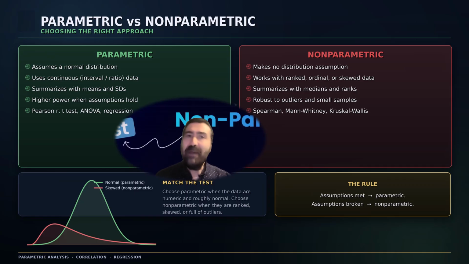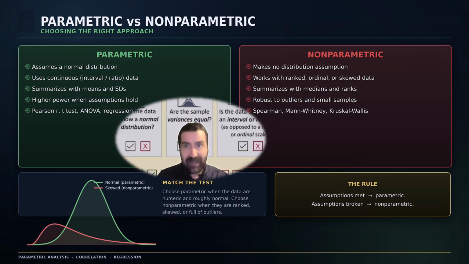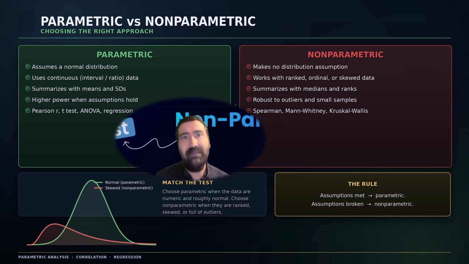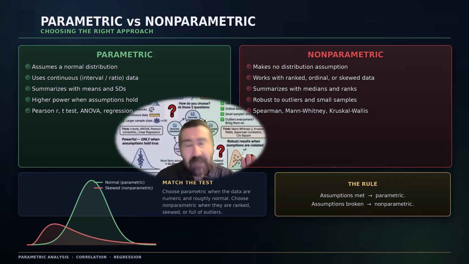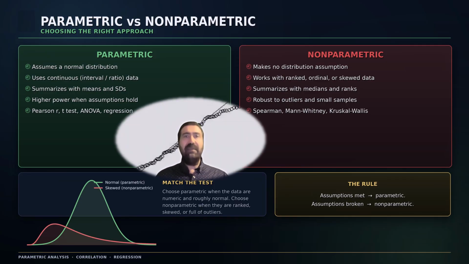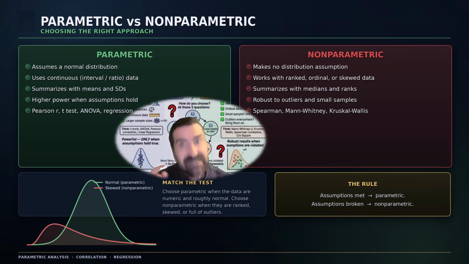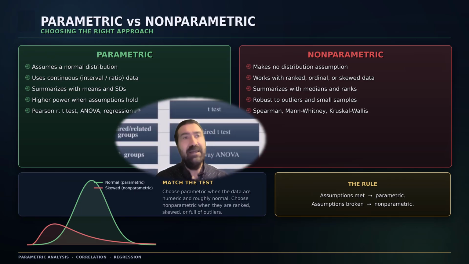On the right, the non-parametric tests. These make no assumption about the shape of your data at all. They are perfectly fine with rank or ordinal data, like survey answers that run from strongly disagree to strongly agree. They lean on the median, on ranks instead of the mean, and they are tough. They hold up well even with small samples and with messy outliers. Names here include Spearman's correlation and the Mann-Whitney test.